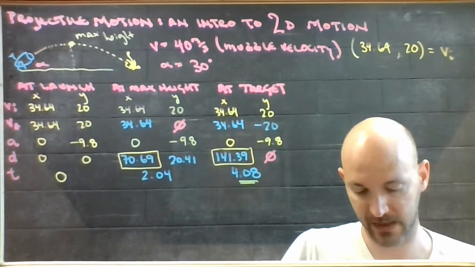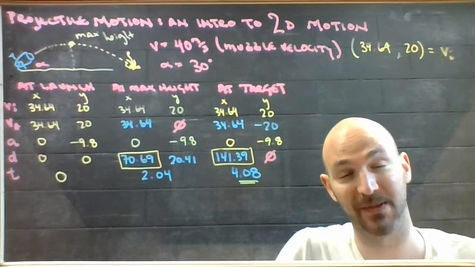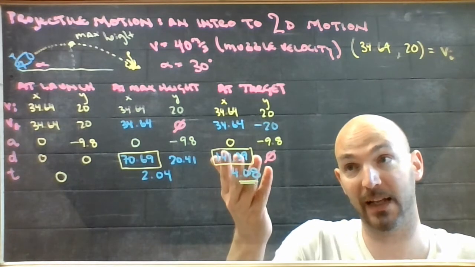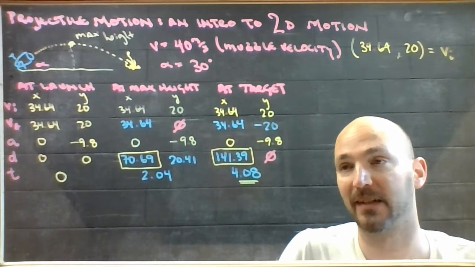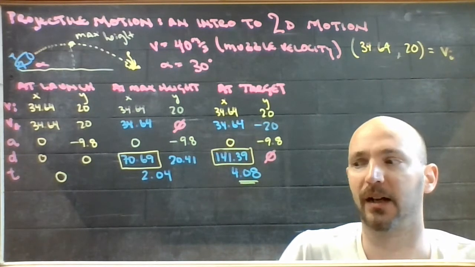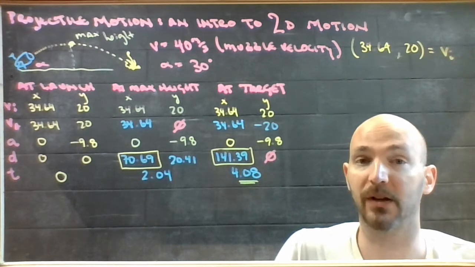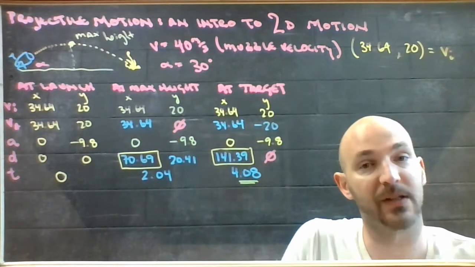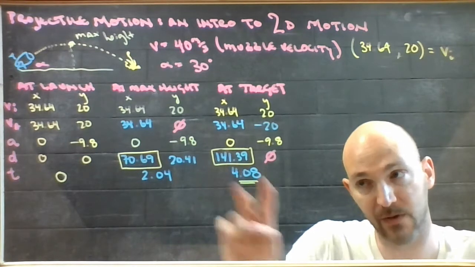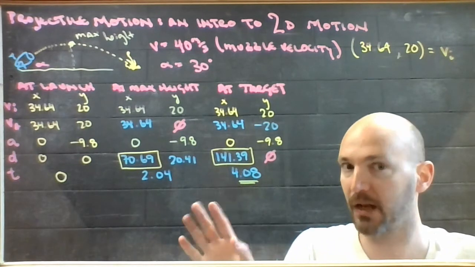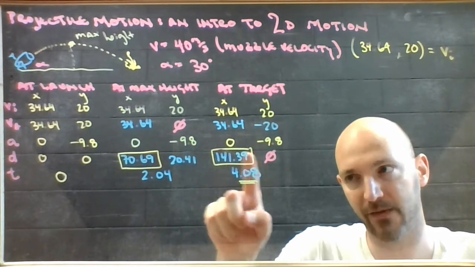Now you might be saying to yourself, why don't I just double the horizontal distance in order to get the horizontal distance at the target? Well, you could do that. But you would have no way of checking if your work is correct. If you follow through and use the kinematics variables, you're going to spit out 2 numbers that you arrived at independently that have to be double each other.